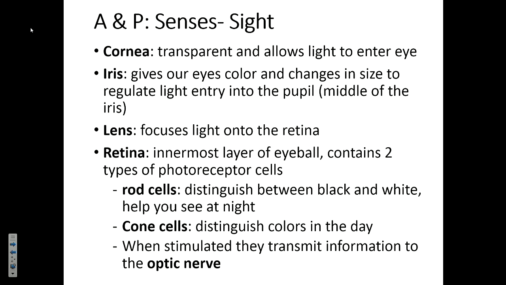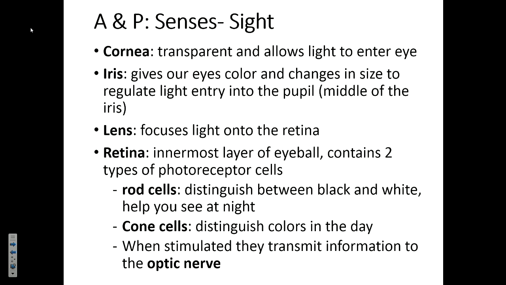The cornea, the transparent part, the clear part on the outside of the eye that allows the light to come in. The iris is the part that gives our eyes the color, essentially. The pupil is the black portion in the middle. The lens is located directly behind that, and it focuses the light, just like a camera, focusing the light onto the retina. The retina then is at the very back portion, or innermost portion of the eye. It's a layer essentially covering the innermost portion of the eye.